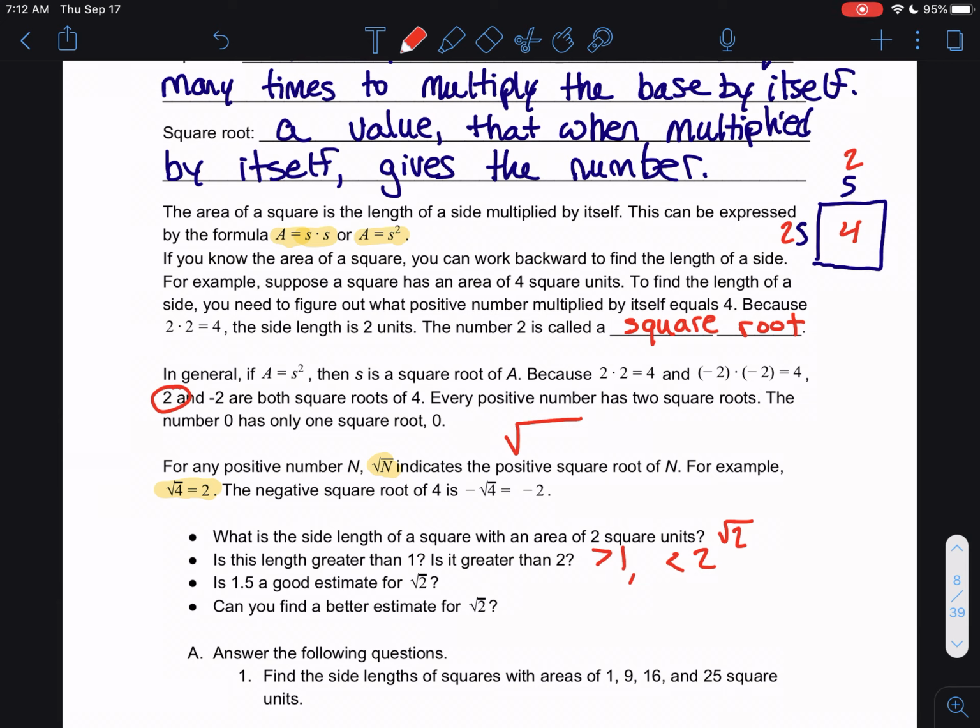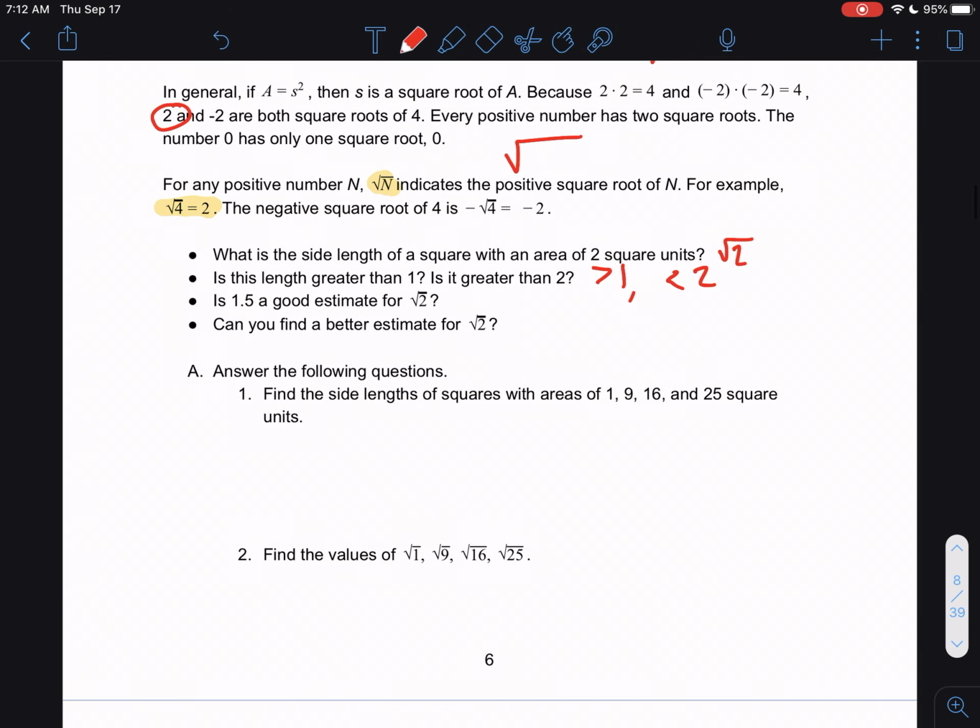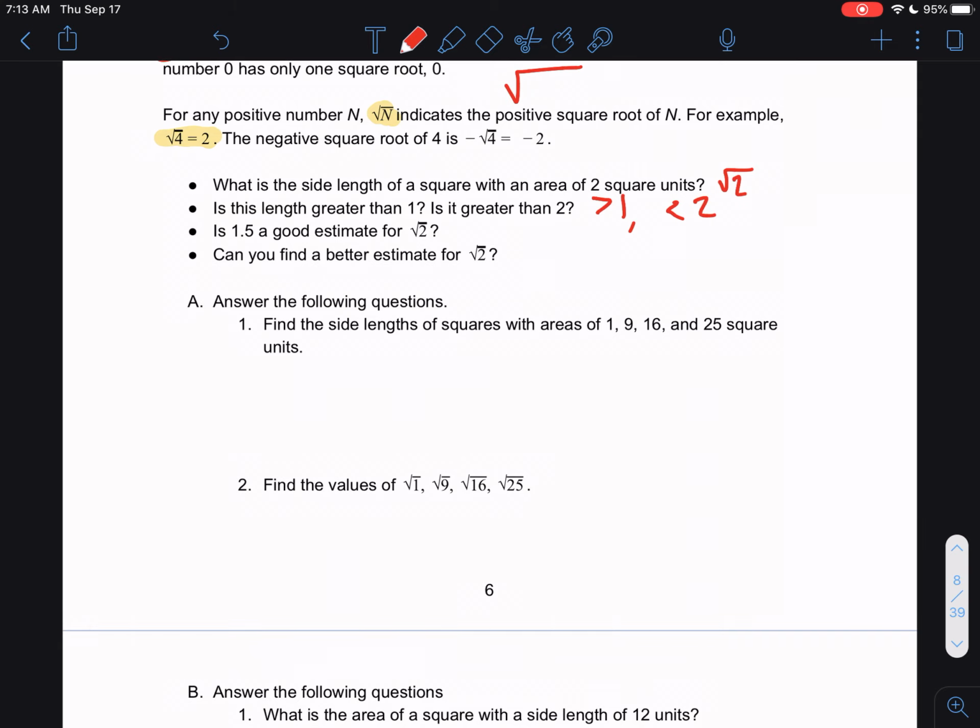And then these next two questions we're really not going to get into yet because that's going to be another lesson. Our focus today is really just understanding square roots in terms of nice, kind numbers for the most part. All right? So answer the following questions. Find the side lengths of squares with areas of 1, 9, 16, and 25 square units. So I like to actually draw squares because then you can really visualize, and something in your brain changes when you think about it in terms of area.